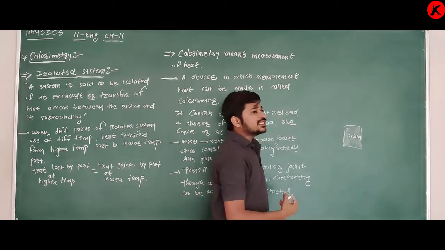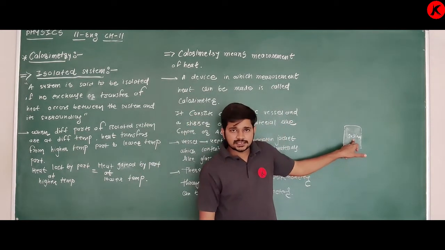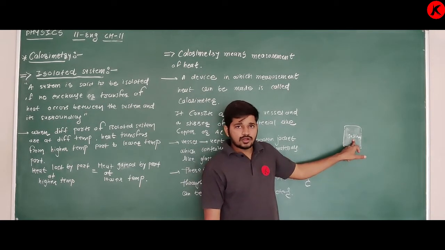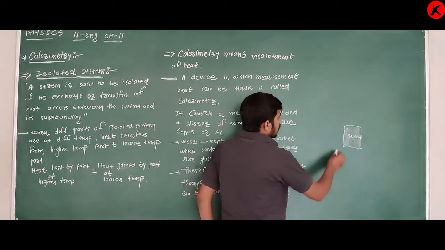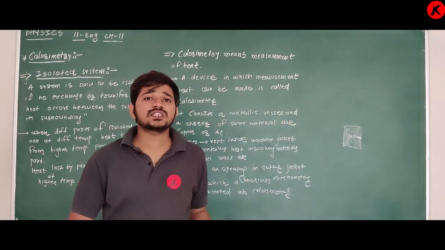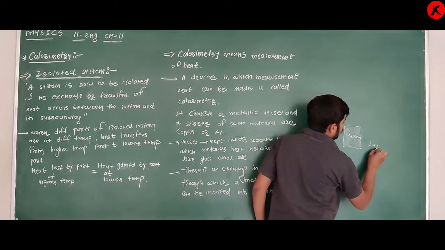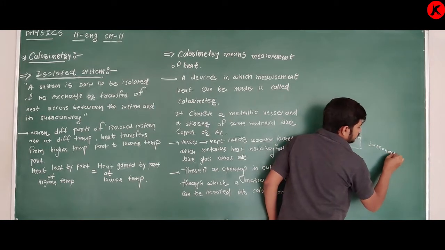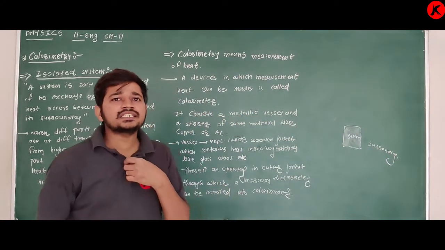Okay, what is surrounding? The properties of this system change due to its surrounding. So whatever has a direct effect on the system is called its surrounding. Okay, what is an isolated system?